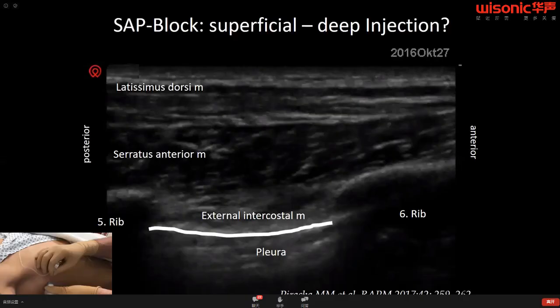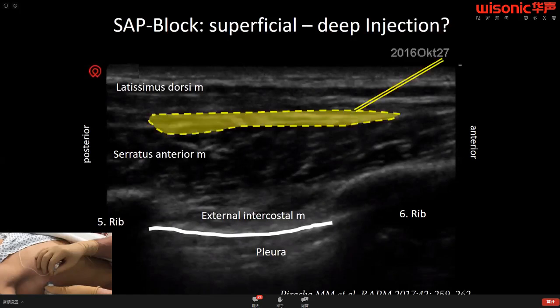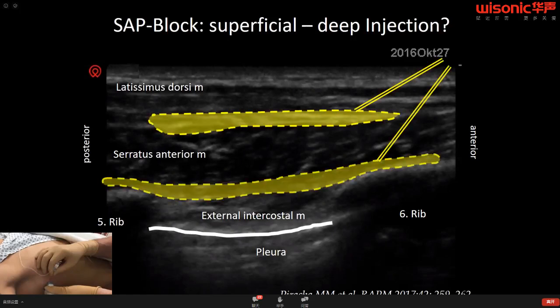The question is, which block is more effective, a superficial injection or a deep injection? There are no clear data showing that one block is better than the other one. In this publication from Biswas, he could show that the deep injection below the serratus anterior was more effective.